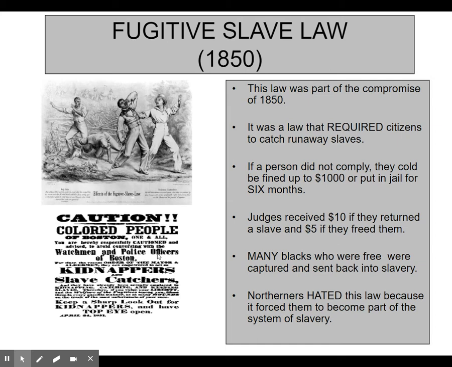As a part of the Fugitive Slave Law, judges received kickbacks for the decisions that they made. They would receive more money, $10, if they returned a slave to the owner, and $5 if they freed them. So there was some incentive for judges to return escaped slaves. Unfortunately, I don't know the numbers, but a lot of freed blacks were often captured. And if one person swore in front of a judge that the person was actually not a free man, but a slave, they would be sent back into slavery. And so that was heartbreaking for a lot of people. So again, the North hated it and the South appreciated it.